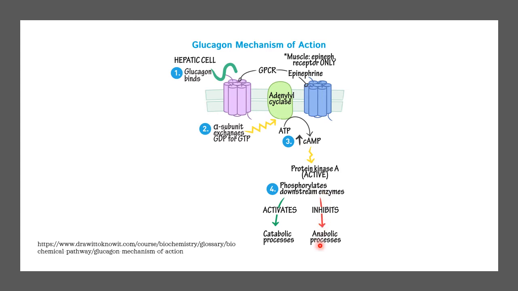The glucagon will also inhibit glycogen, protein, and lipid synthesis, and these are known as the anabolic processes. So the glucagon has an inhibitory effect on the anabolic processes. The long-term response will increase the transcription of gluconeogenic enzymes. This diagram here again represents the processes that involve the MOA of our glucagon.